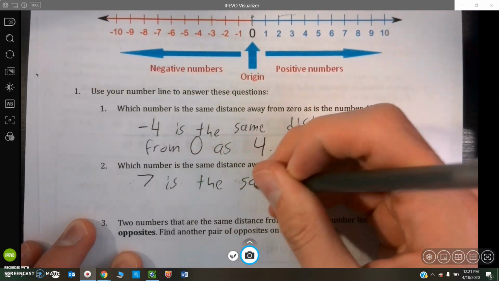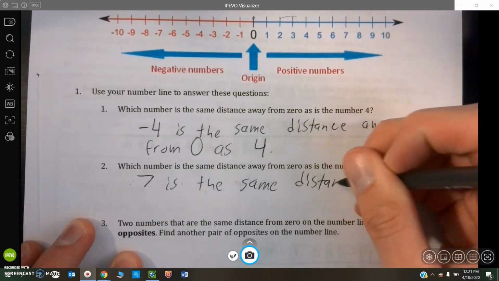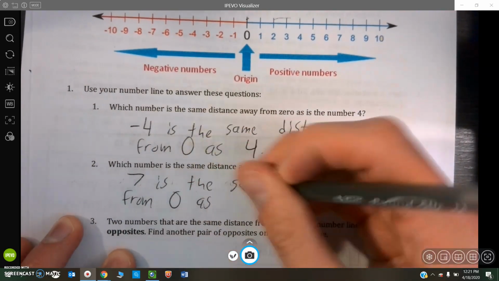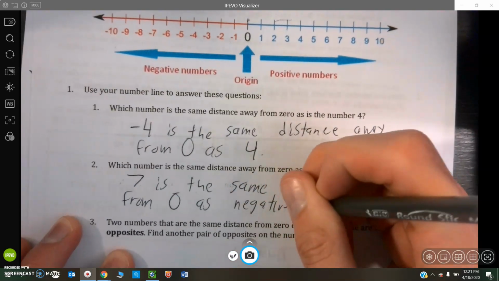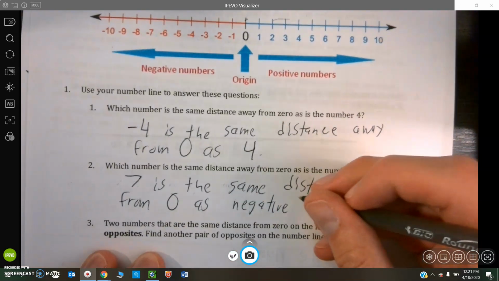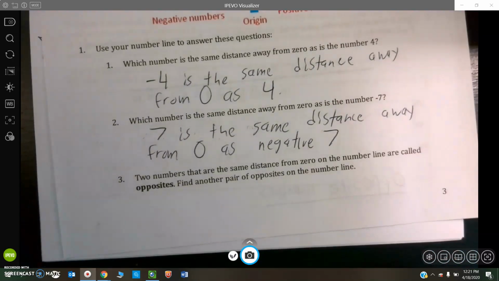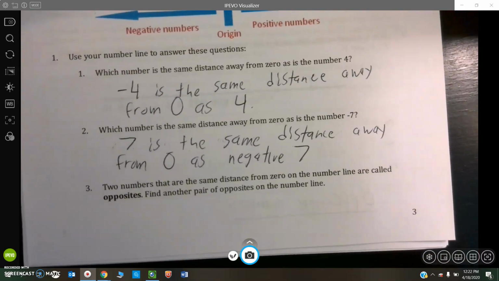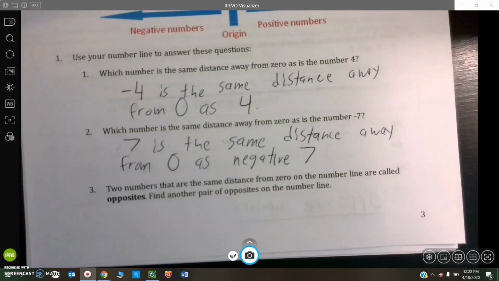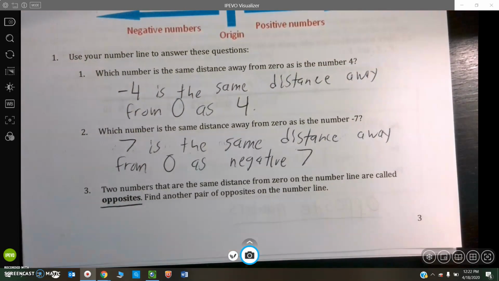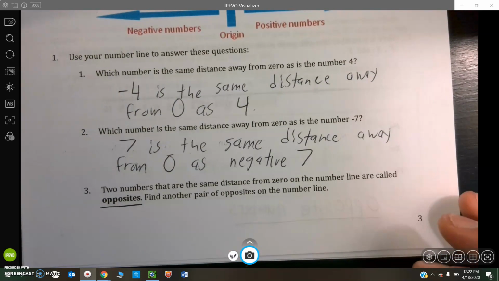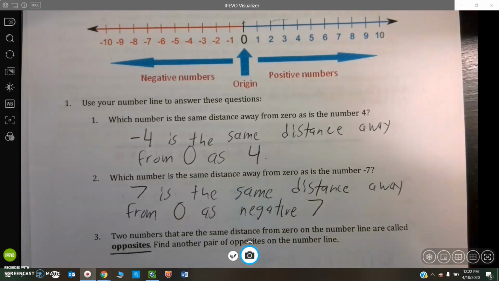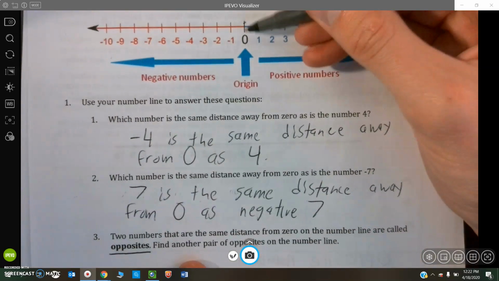7 is the same distance away from 0 as -7. Number 3, now this is important. Two numbers that are the same distance from 0 on the number line are called opposites. So opposite numbers are any two numbers that are the same distance away from 0 on the number line. Some other examples, 1 and -1.